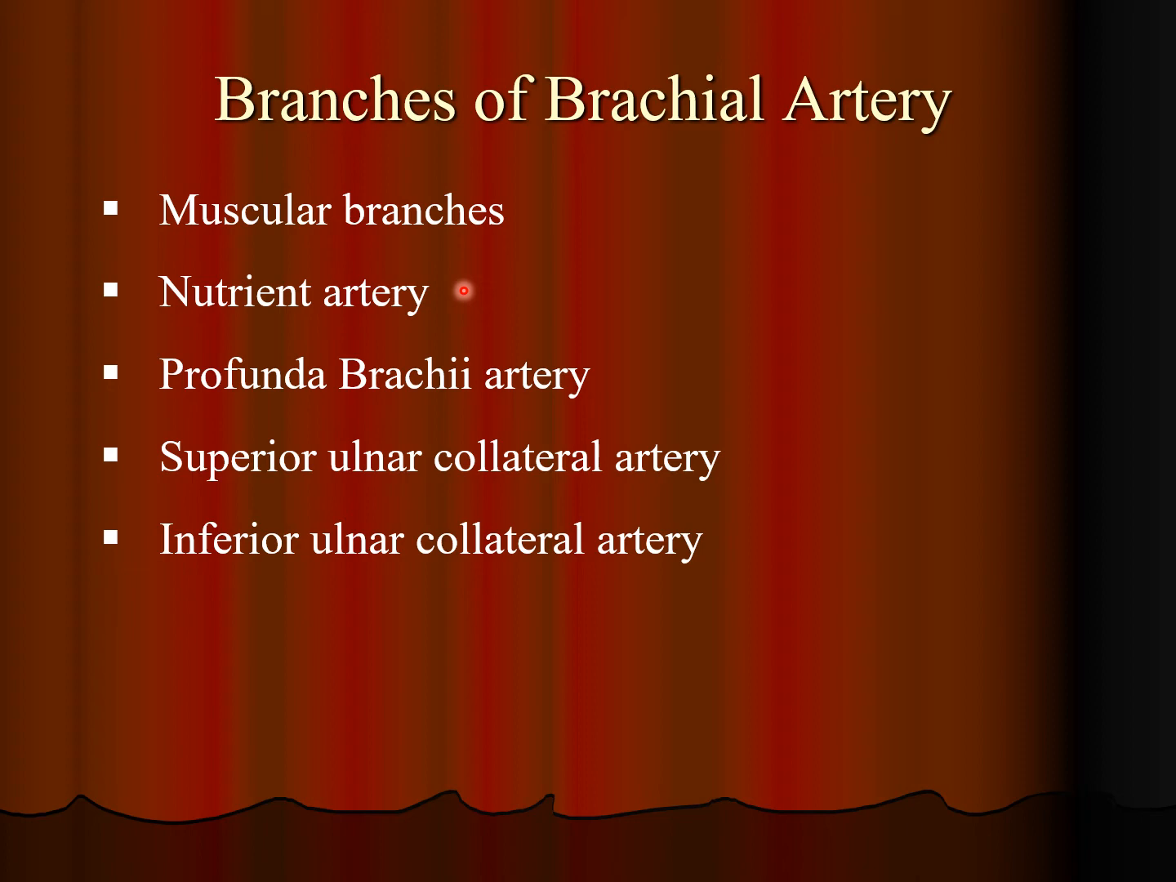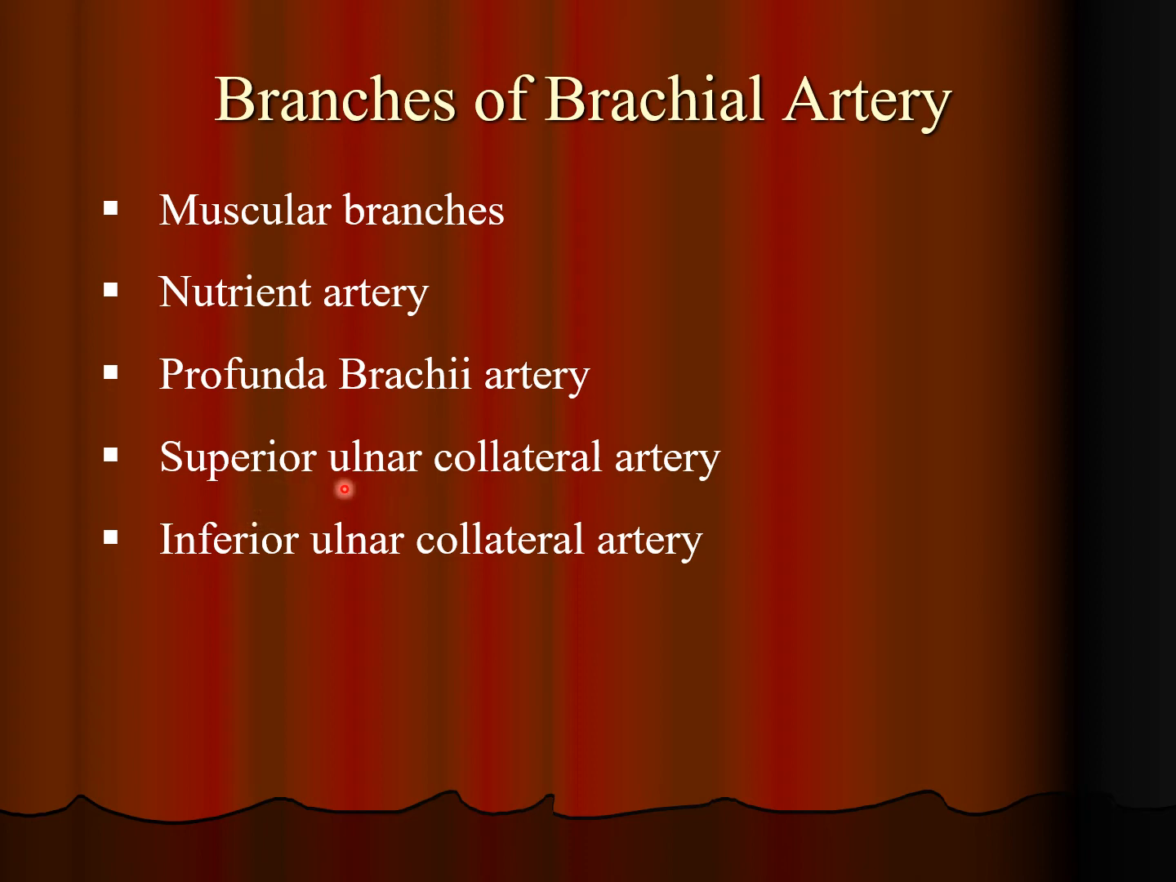The nutrient artery of the humerus, then a very large branch, the largest branch of the brachial artery, is known as profunda brachii artery. Profunda means deep, brachii for the arm. So profunda brachii artery is the deep artery of the arm, which is actually supplying the posterior compartment of arm. And then it gives two other branches known as superior ulnar collateral and inferior ulnar collateral arteries, which are basically taking part in anastomosis around the elbow.